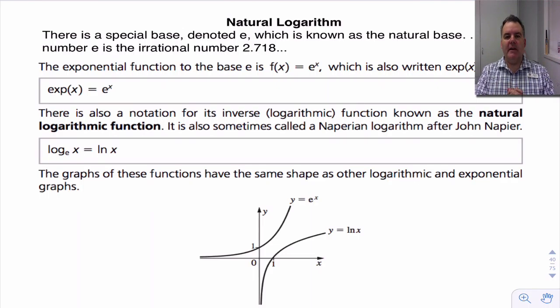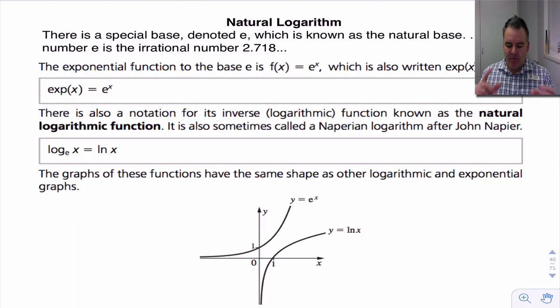Hi there everyone. In this little lesson we are going to be looking at natural logarithms. So logarithms here to a base not of 10 but a base of e, Euler's number. So they're called natural logarithms, and base 10 we normally use the term common logarithms.